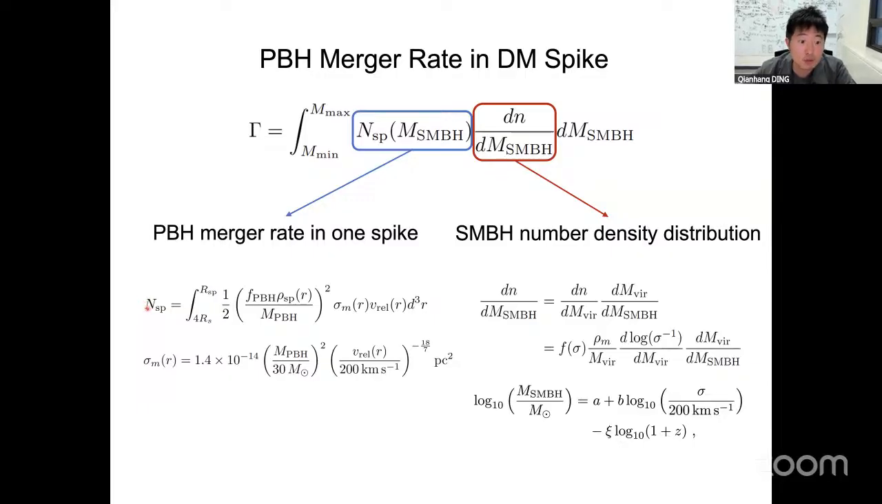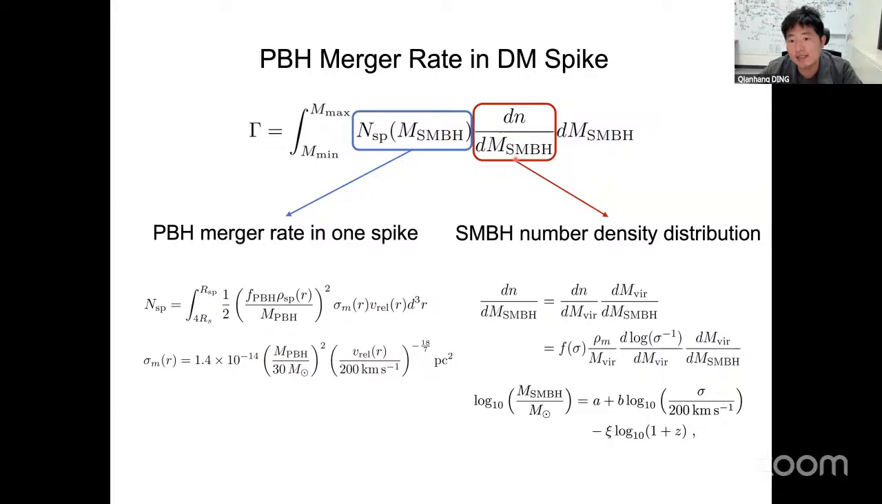a merge rate in one spike. For each dark matter halo, we have one supermassive black hole, and around one supermassive black hole, we have a spike. But in our local universe, we have a number of dark matter halos and a lot of supermassive black holes. So we need to integrate the PBH merge rate in one spike over all the supermassive black holes.